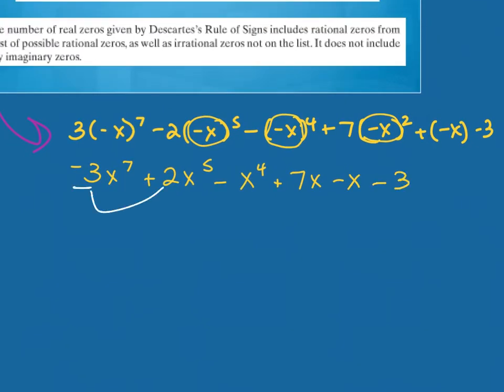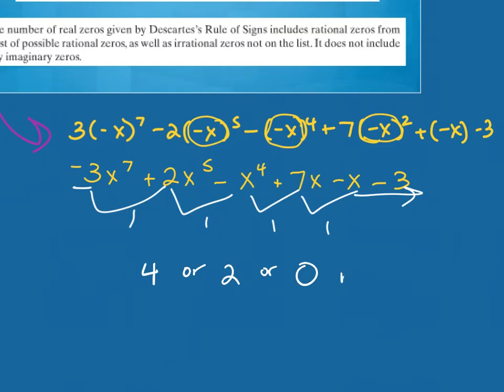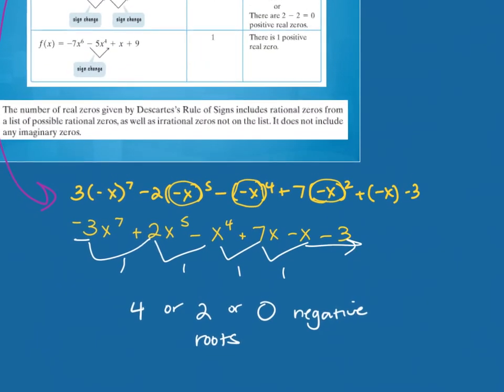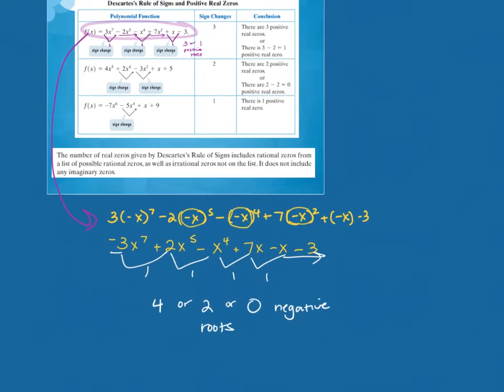Then I count my sign changes. Starts negative, goes to positive, that's 1. Goes to negative, that's another 1. Goes to positive, that's another 1. Goes to negative, that's another 1, stays negative. So there are 4 sign changes, which means 4 or 2 or no negative roots. So you have to start with the leading coefficient. Yeah. Okay.